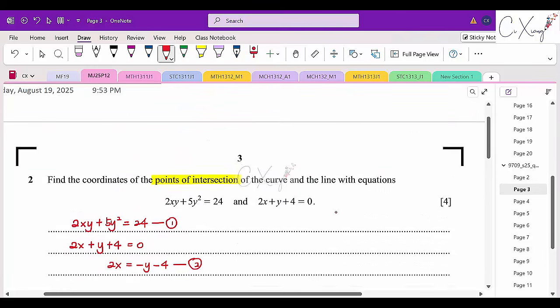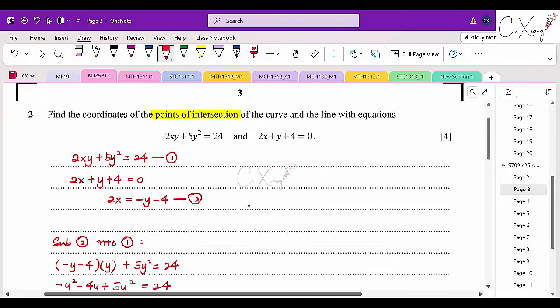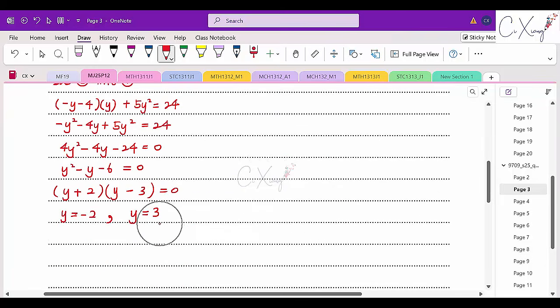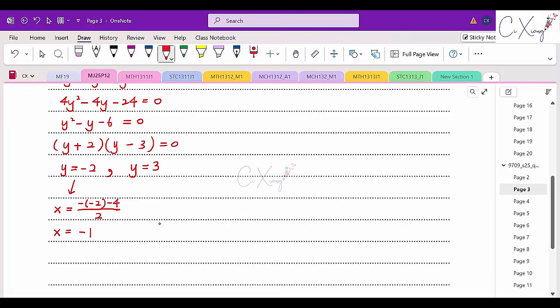Then for this question, they are asking us for the coordinate of the intersection point. Besides getting the value for the y, you also need to continue to get the value of the x. I'm trying to substitute into 2x equals negative y minus 4, and x will be equal to negative y minus 4 divided by 2. And the x value will be equal to negative 1 for this part.